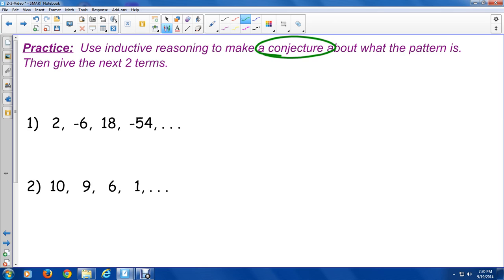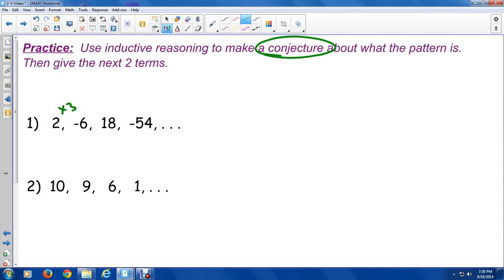So the first one, I noticed that the numbers are going from 2 to 6 to 18 to 54. And they are changing signs. That's one way to think of it. We also can think that we could be multiplying or dividing by a negative. We'll make a positive change to a negative. So take a look, see if you can figure it out. Maybe pause the video.